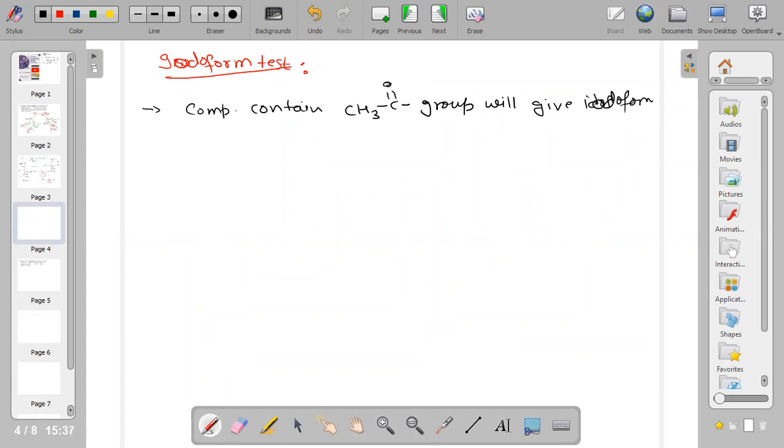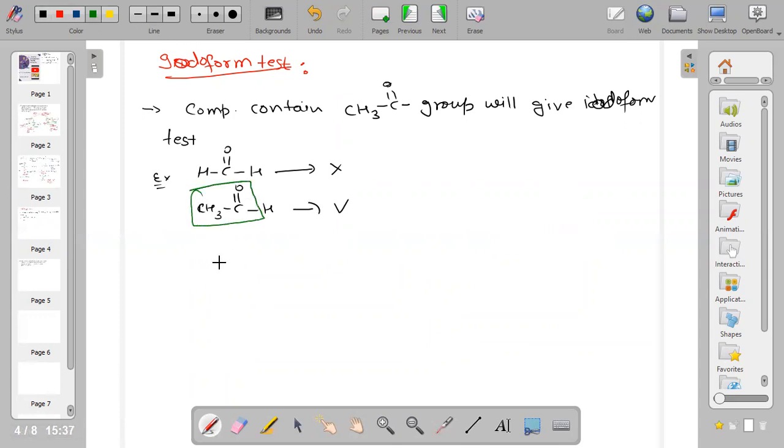Iodoform test. For example, if I'm writing HCHO, will it give the iodoform test? No. If I'm writing CH3CHO, will it give the iodoform test? Yes, because this compound contains the CH3C=O group. If I'm writing CH3CH2CHO, will it give it? No, this will not give the iodoform test.